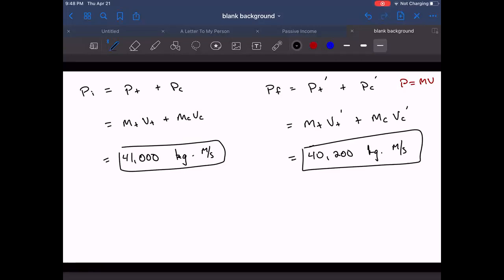So no, momentum is not conserved, right?